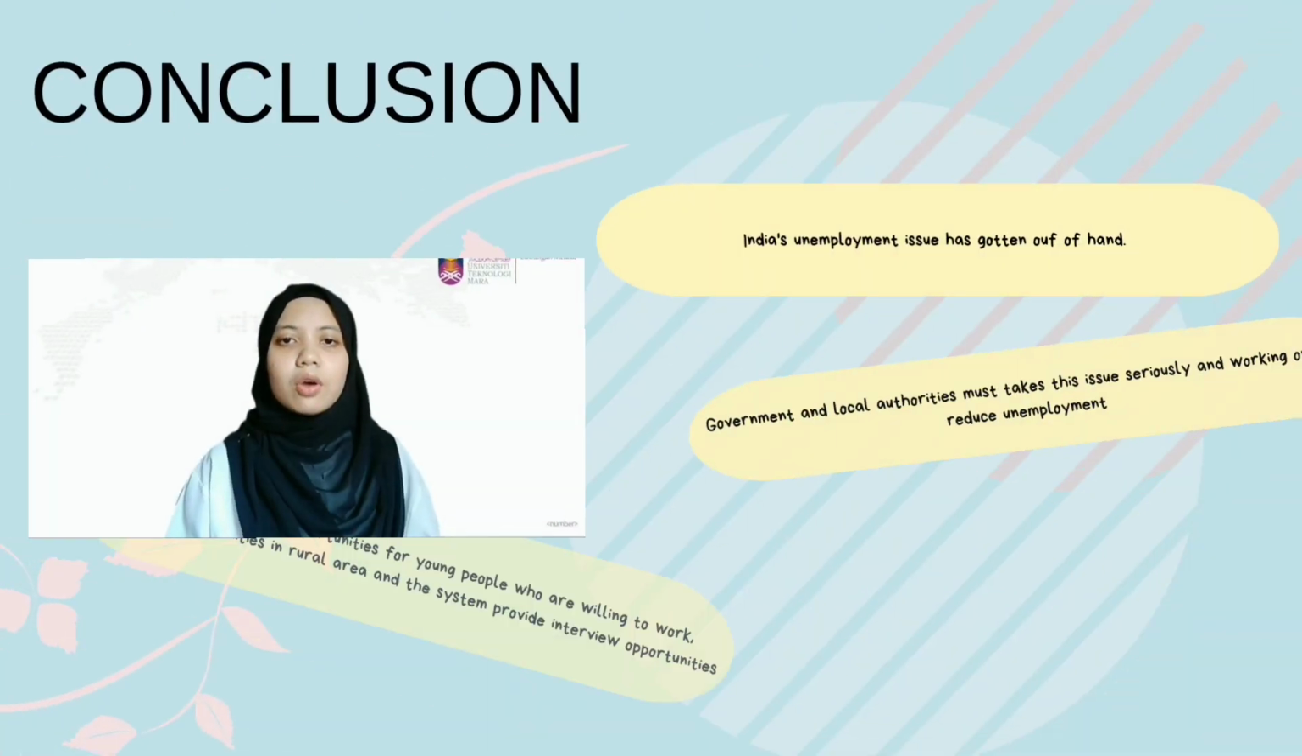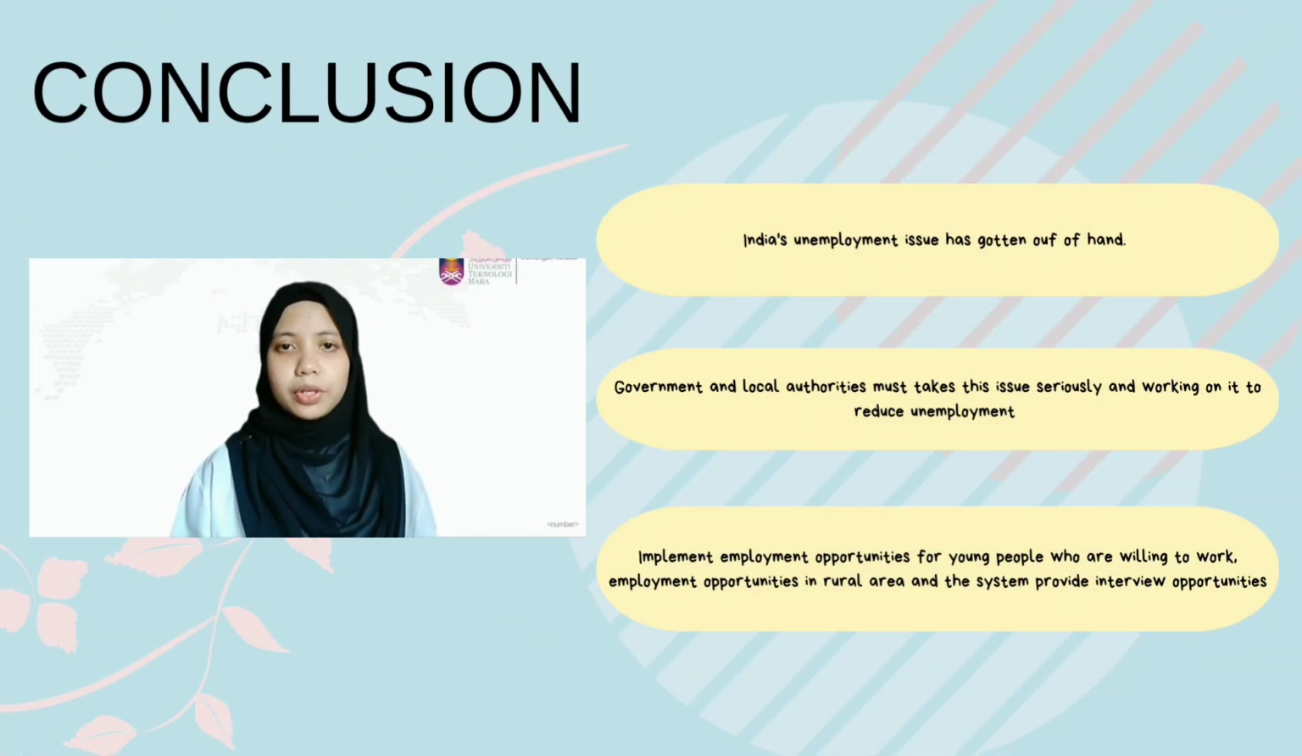In conclusion, we may argue that India's unemployment issue has gotten out of hand. However, governments and local authorities in India must take the issue seriously and work on it to reduce unemployment. The government in India should also implement employment opportunities for young people who are willing to work, and there should be more employment opportunities in rural areas, and the system should provide interview opportunities.